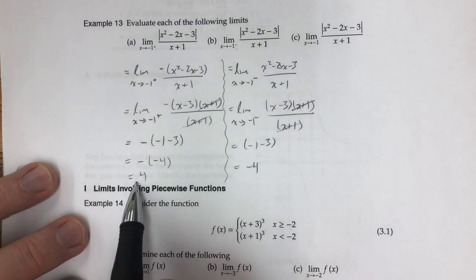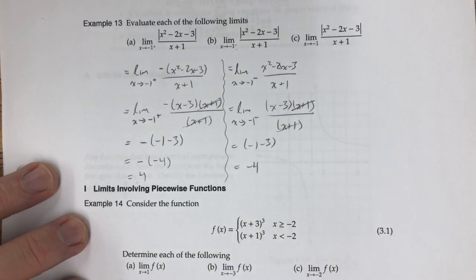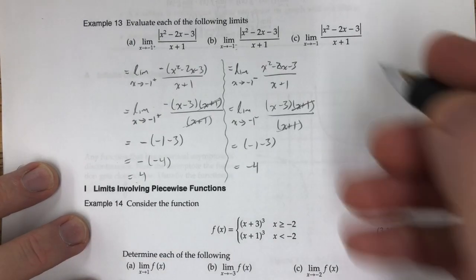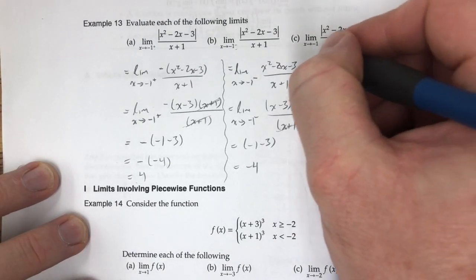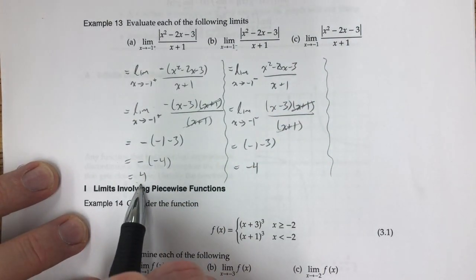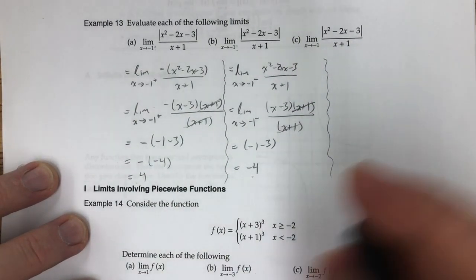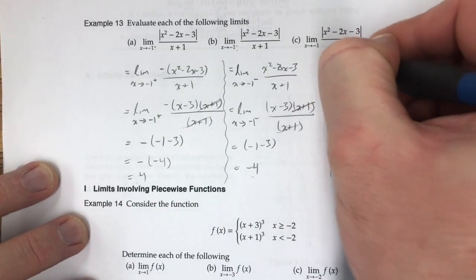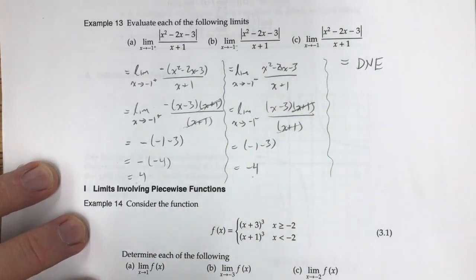Notice the limit from the left and the limit from the right are different values. What this means is that there is a jump in the graph. Because the two limits from the left and from the right are different, that means the overall limit does not exist.